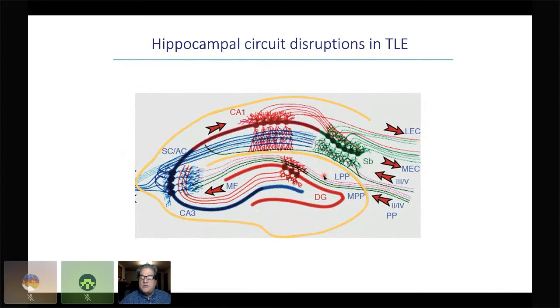In engineering terms, that's an unstable situation, and that may be one of the reasons why this structure is so prone to seizures. I'm going to focus our attention on the dentate gyrus in this talk, and I'll tell you why in a minute, and then get to the data.